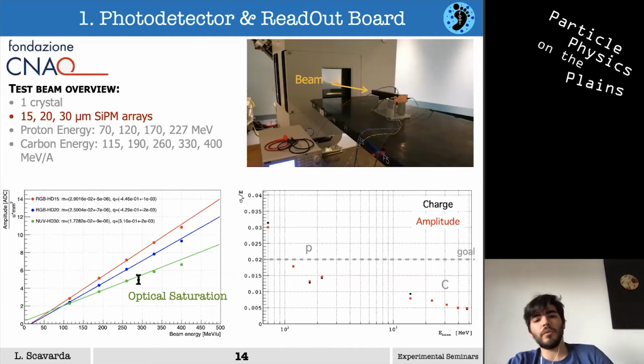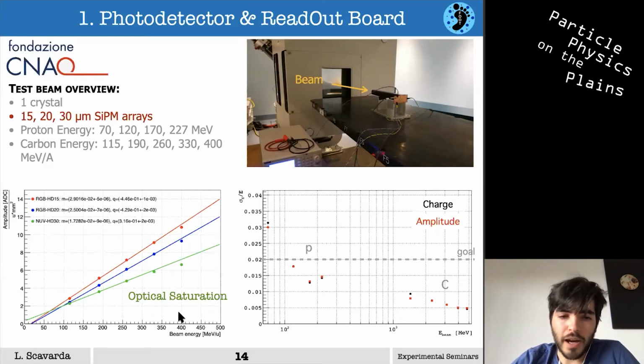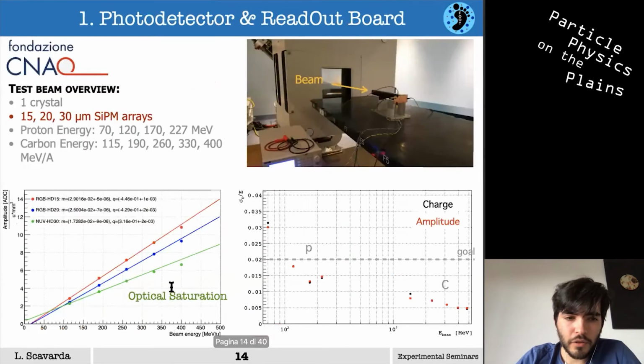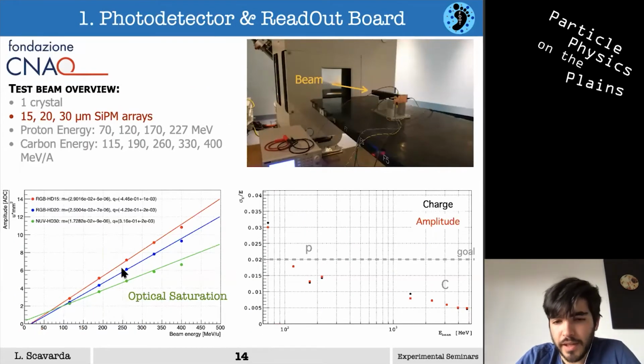As you can see with the last one, the green one, we have optical saturation. So we decided to work with the first one, the 15 micrometer, because we can also have an extra safety factor if we want to extend the energy range of the beam up to 800 MeV per nucleon for the radio protection measurements. In this case, the points represent the average value of the Gaussian peak that I showed you before here. So the linear response in terms of amplitude in this case.